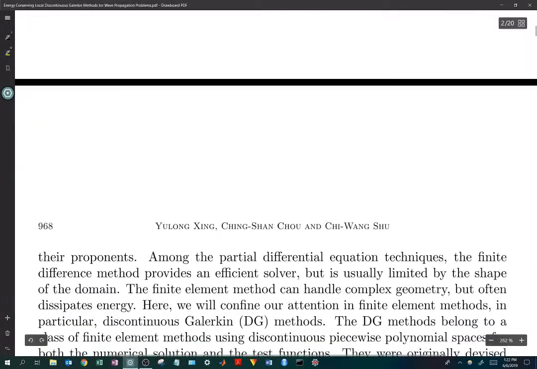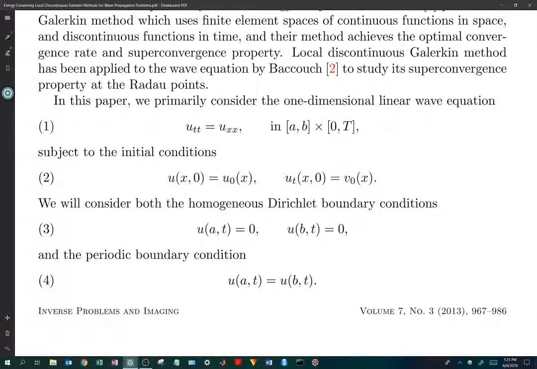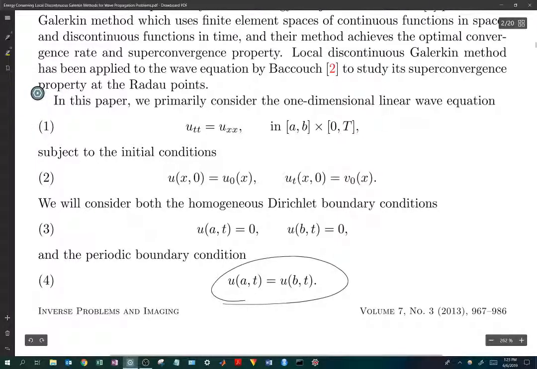So I'm not going to do too much reading through the paper itself because I've already done that, and that's not the purpose of this video. But basically what we're looking at is this one-dimensional linear wave equation, u_tt equals u_xx, in some bounded domain, some bounded rectangle, and then we have some initial conditions. And we're going to be using these periodic boundary conditions here, because the problem that we look at is actually going to use that.